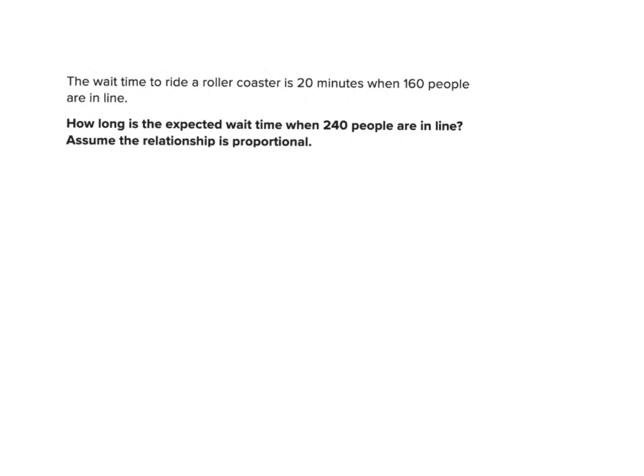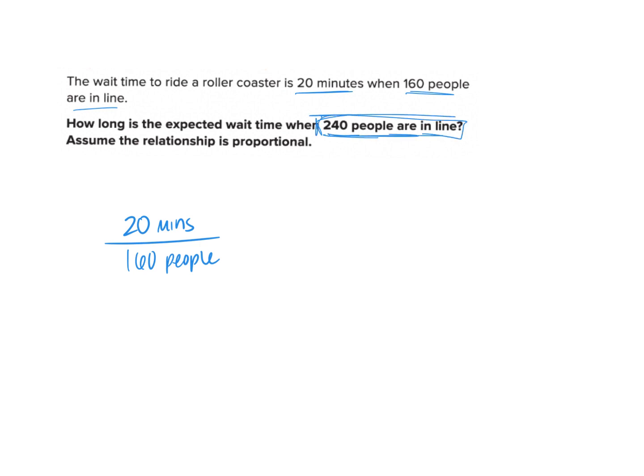All right, so if I look at this one, it says the wait time to ride a roller coaster is 20 minutes if there are 160 people in line. So I'm just going to write a ratio. So it's 20 minutes when there are 160 people. I want to know, well, what if there are 240 people in line? How long would I expect them to wait? And it says, assume that this relationship is proportional.